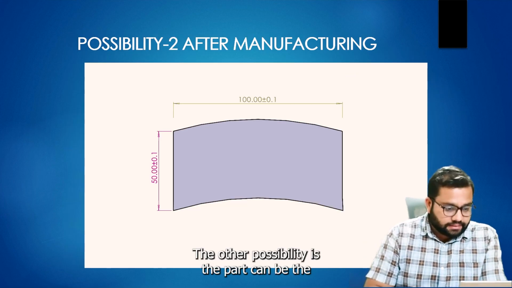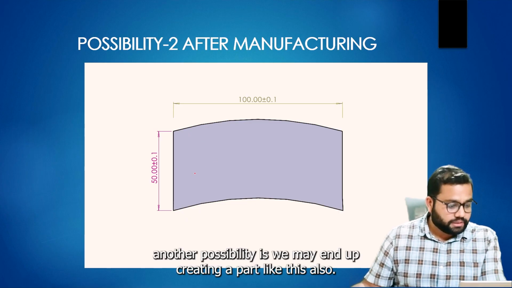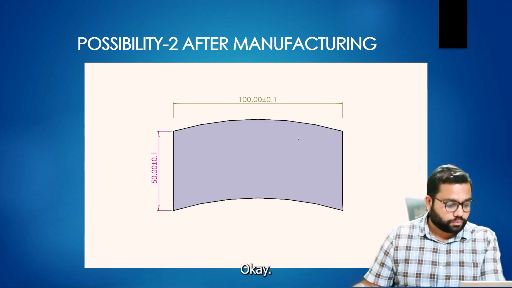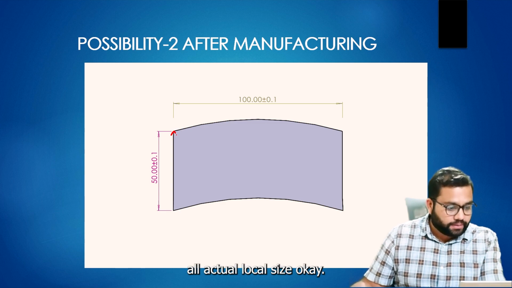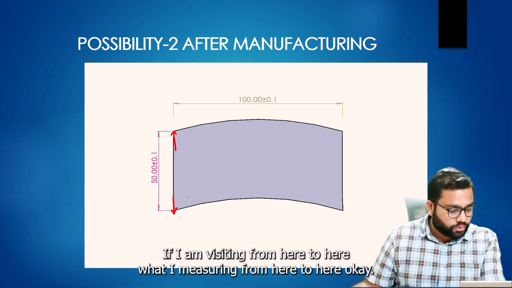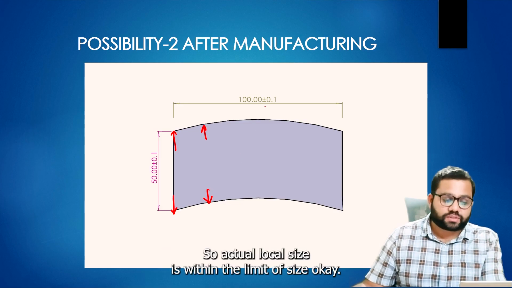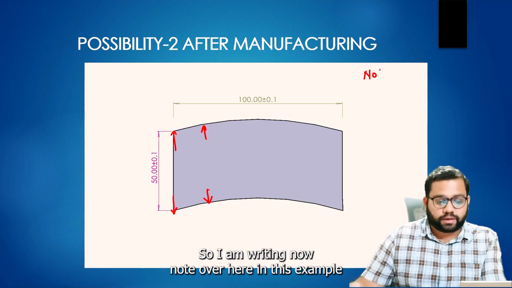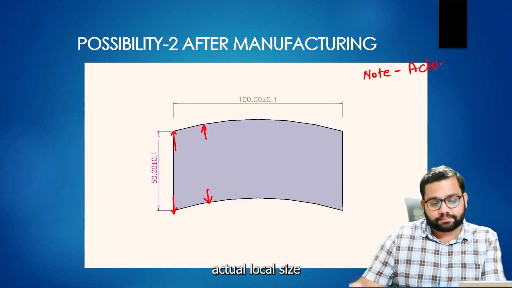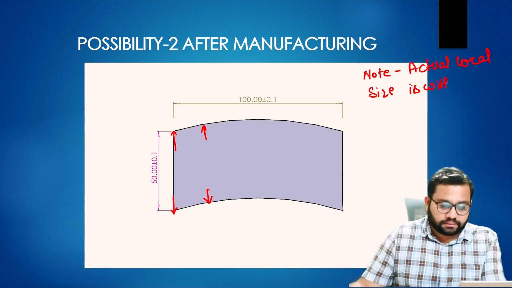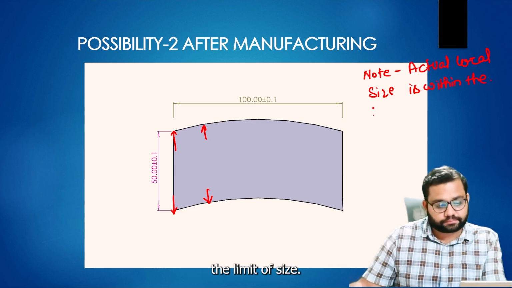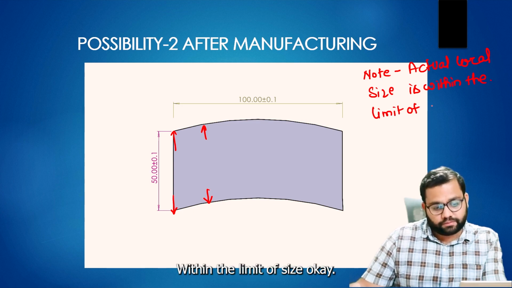Another possibility is that we may end up creating a part like this also. In this case you can see that the actual local size, if I'm measuring from here to here or from here to here, is within the limit of size. So I'm writing a note over here: in this example, actual local size is within the limit of size.